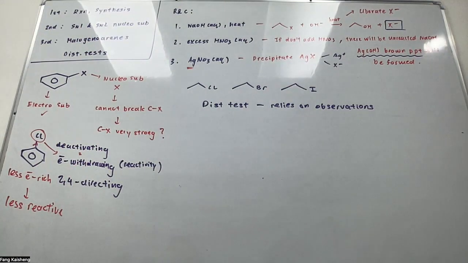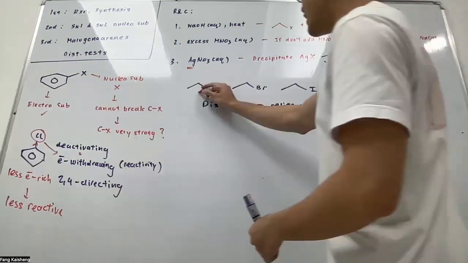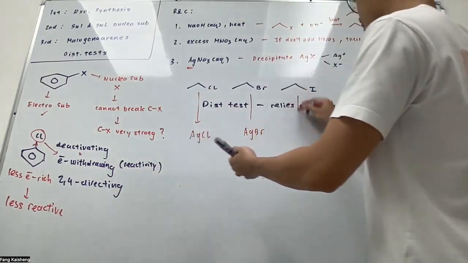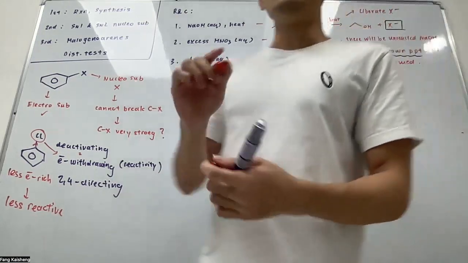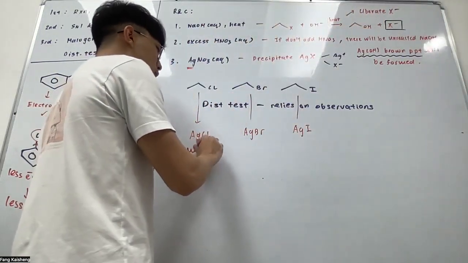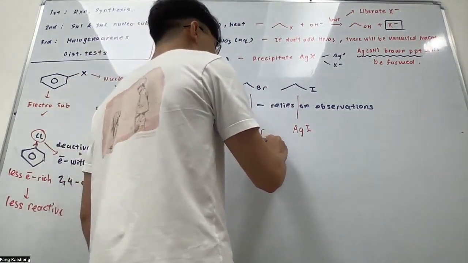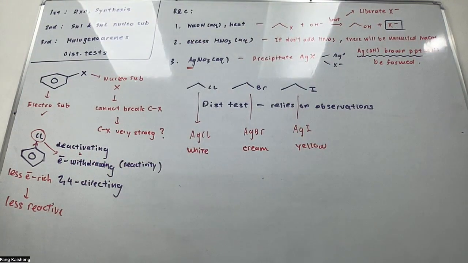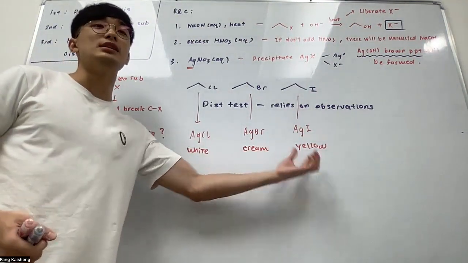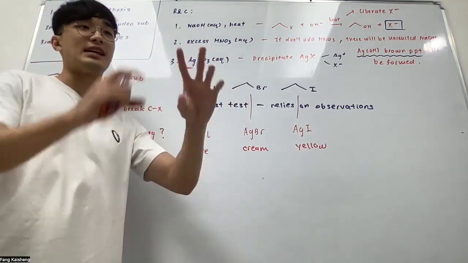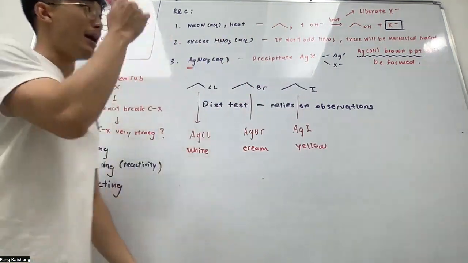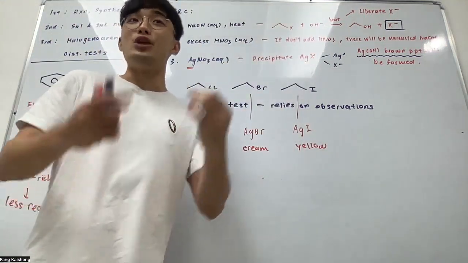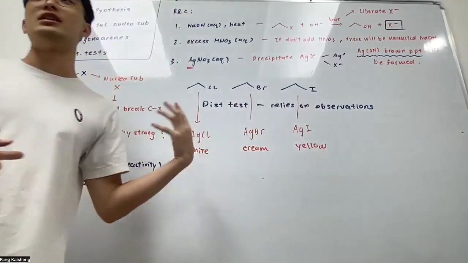Does that make sense? This Cl will give me AgCl, this one will give me AgBr, this will give me AgI. Agree? They all have their own colors, which you also need to memorize: white, cream, and yellow. Just memorize the colors. Now, when you see one of these three colors, it tells you what halogen is inside your test tube. But now that there's a brown color, what would you think to yourself? You would think that there is a halogen inside, right?